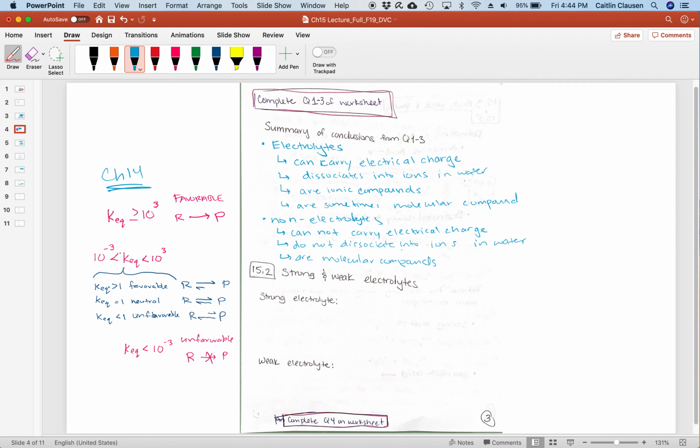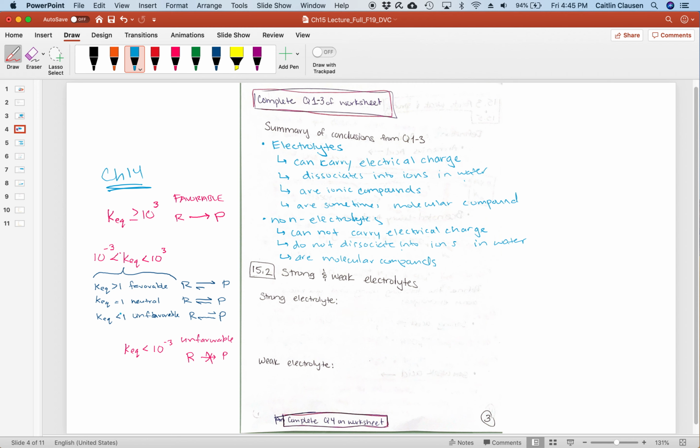If KEQ is greater than 1 or closer to 10 to the third, you have more product, but still an appreciable amount of reactant left over. So the more product will be formed. If KEQ equals 1, that's a neutral reaction, which is very rare, but it does occur. That's when you have equal amounts of product and reactant formed at equilibrium. But again, at equilibrium, the amount of product and reactant formed is constant and not always necessarily equal. It is very rare to have a neutral equilibrium.